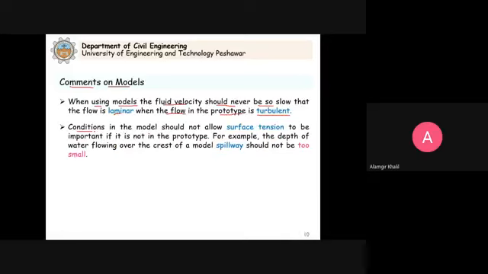Similarly, conditions in the model should not allow surface tension to be important if it is not in the prototype. For example, the depth of water flowing over the crest of a model spillway should not be too small.